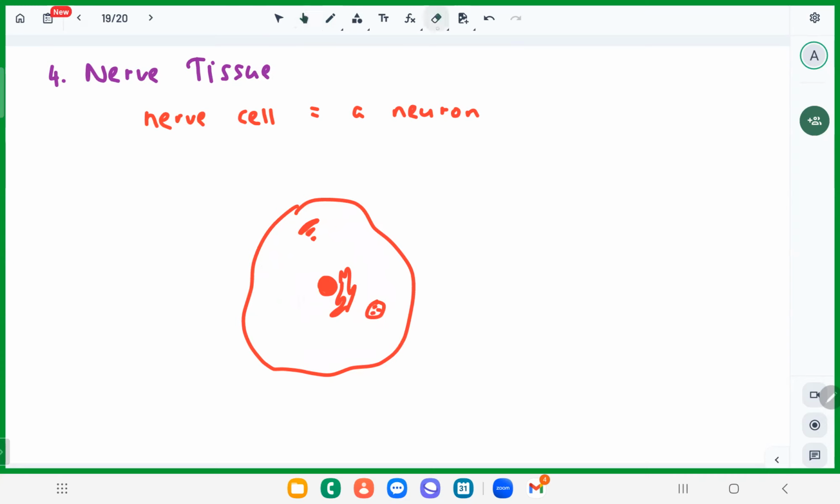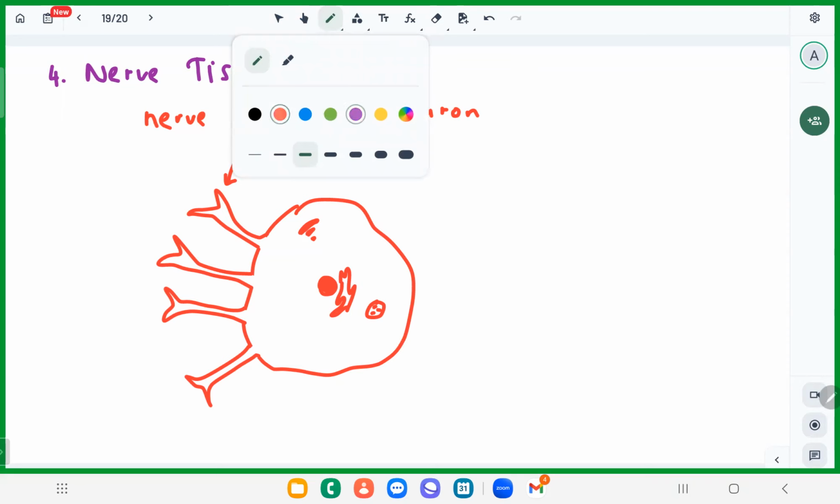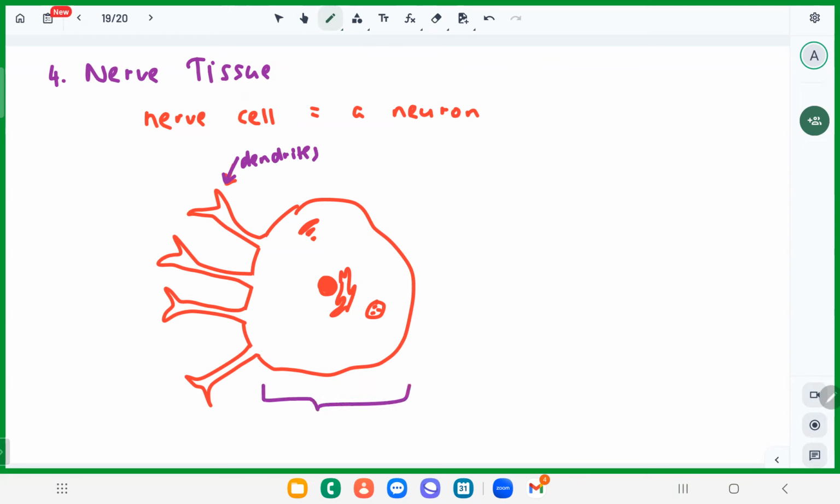So if you take one side of the nerve cell, there are extensions coming out of the nerve cell. These extensions branch out like these, and these are the parts of the nerve cells that are waiting to receive stimuli or to receive the nerve signals, right? So these parts of the nerve cell are called the dendrites. And this main part of the nerve cell that holds the nucleus and all other organelles is called the cell body of the nerve cell, right?